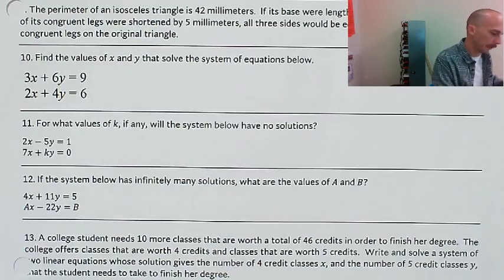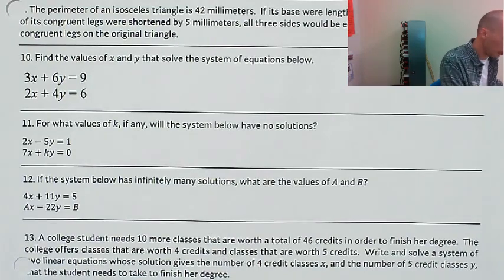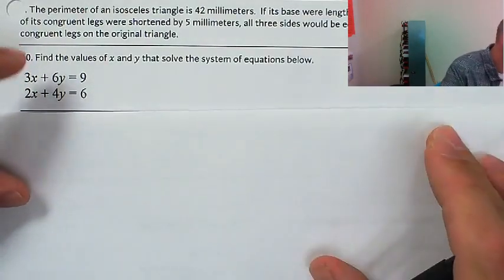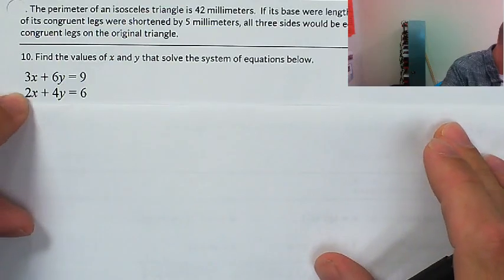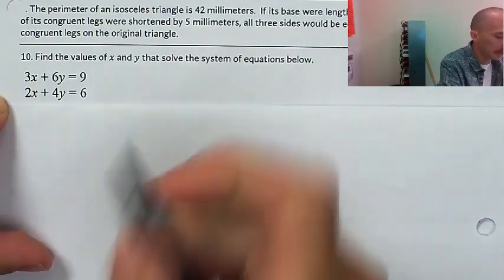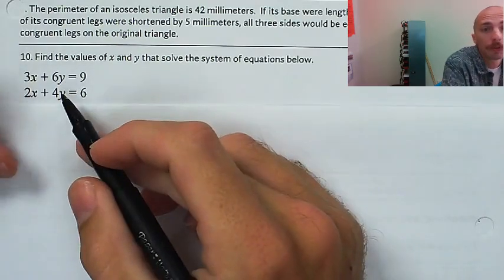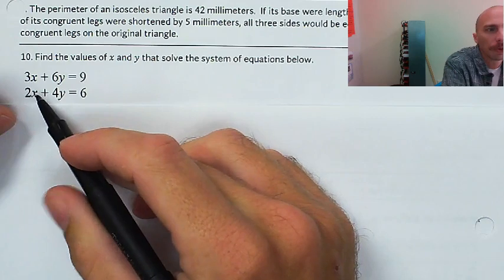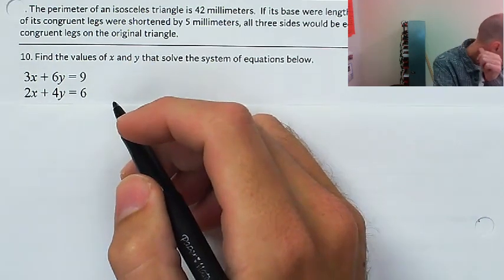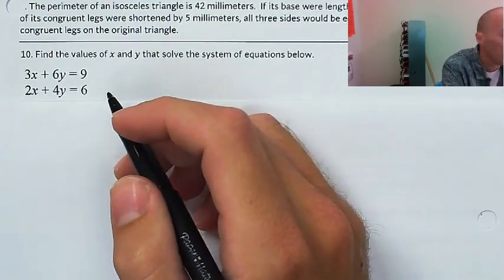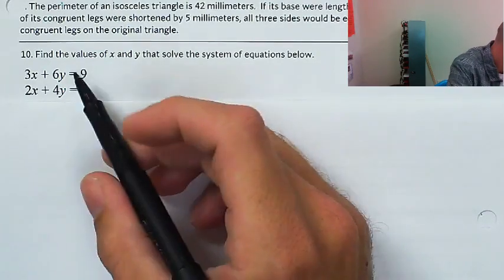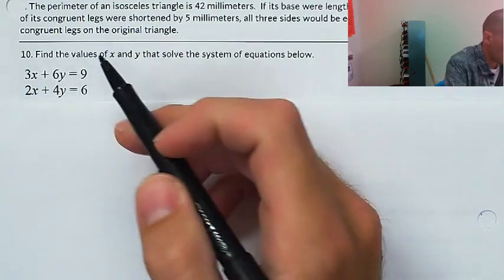All right, number 10, find the values of x and y that solve the system. Okay, on this one, if you want to substitute, sure. I think you would probably want to substitute on x, because that's one way you could solve for x and not have fractions. Because as much as possible, I try to avoid the fraction realm. But me personally, I'm going to try to eliminate. And I think I'm going to just eliminate on x.